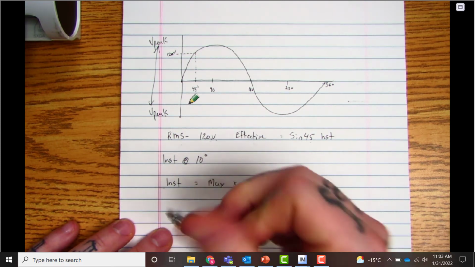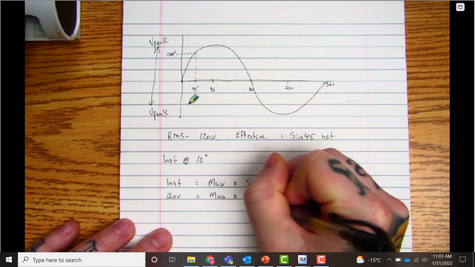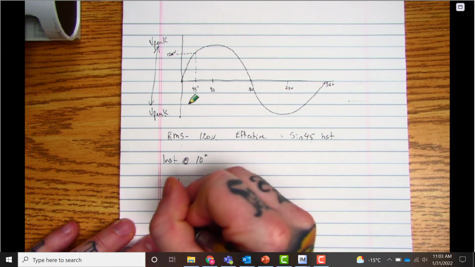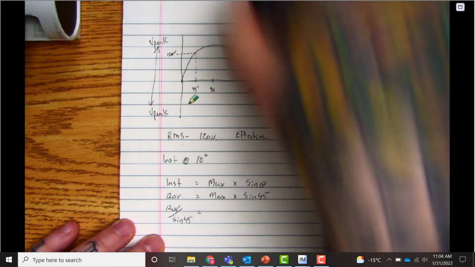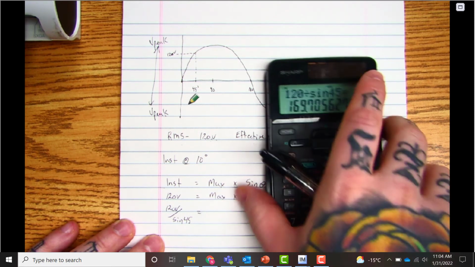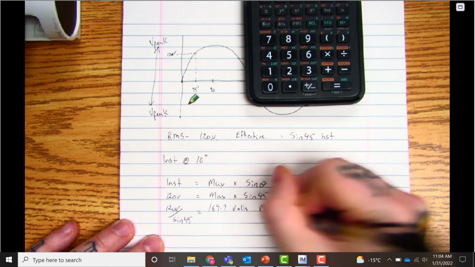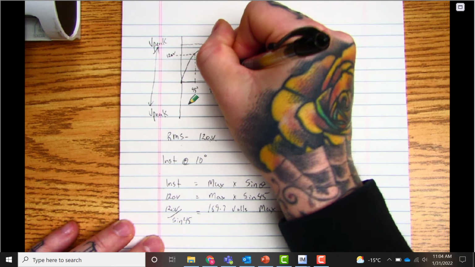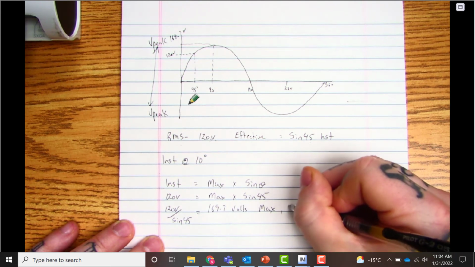So if I fill in this information, my instantaneous value of 120 volts is equal to my max times the sine of 45 degrees. If I rearrange my formula to find the max, I go 120 volts divided by the sine of 45, and I get my max. So 120 divided by sine of 45 gives 169.7 volts. That is my max. That's what this value is right here. So at 90 degrees, I have 169.7 volts. That is my max, also called my peak.